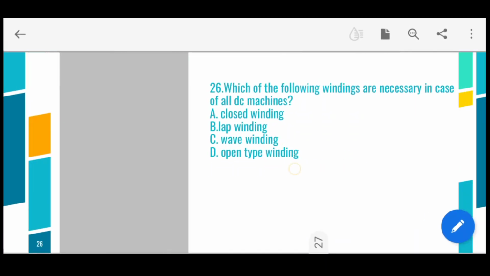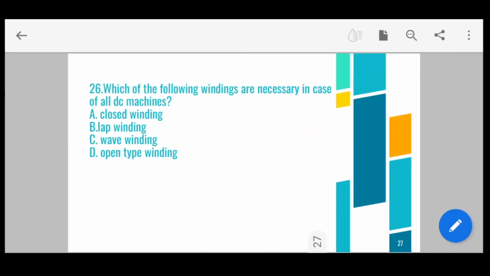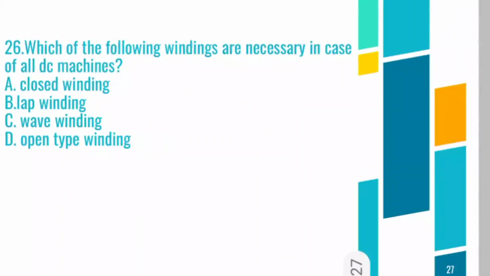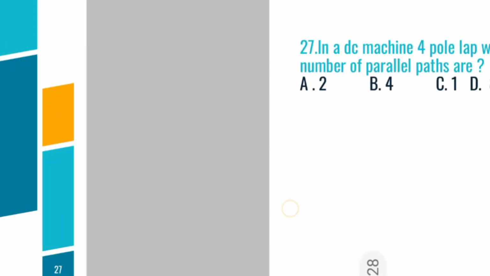Which of the following windings are necessary in all DC machines? In all DC machines, which type of winding are we using? A, closed winding; B, lap winding; C, wave winding; D, open winding. It is very important to note that all DC machines have closed windings, whereas AC machines have open windings. In DC machines, we are using a commutator and brushes, so it is a closed winding, not an open winding. Hence, A is the answer.